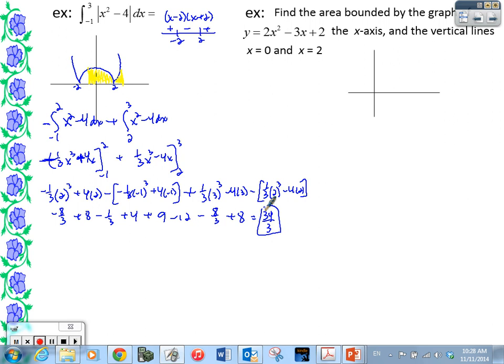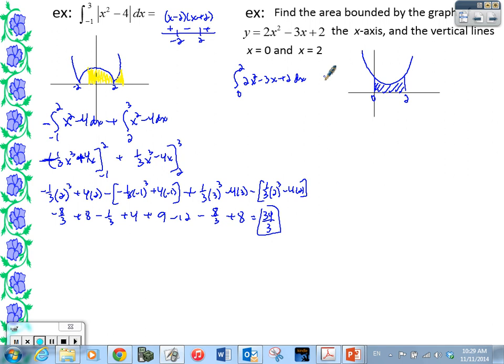Okay? So our last one is we want to find the area bound by the graph of y equals 2x squared minus 3x plus 2 and the x-axis, and the vertical lines x equals 0 and x equals 2. So the parabola looks something like that. We want to go from 0 to 2, so we want to collect that area. So nothing unusual going on. In fact, you don't even really need to graph it, except it'll just help you understand what kind of answer you would get. So we're going to integrate from 0 to 2 of 2x squared minus 3x plus 2 dx.